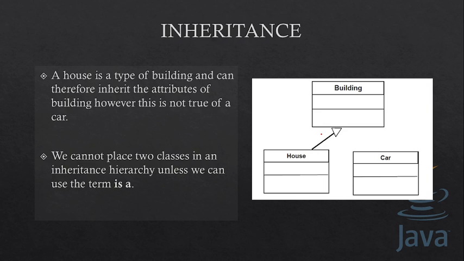So we cannot place two classes in an inheritance hierarchy unless we can use the term "is a". So it is a good main indicator for an inherited class, to determine if that specific class is a subclass of a parent class or a superclass.